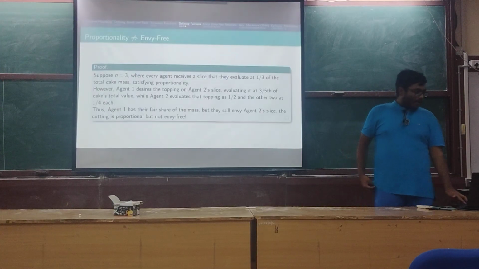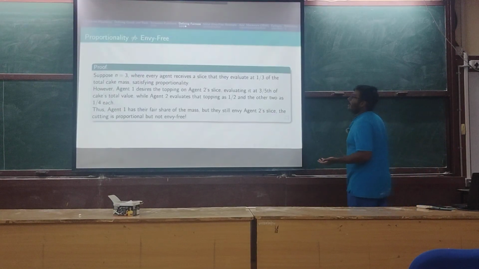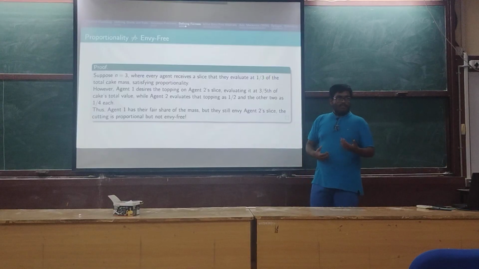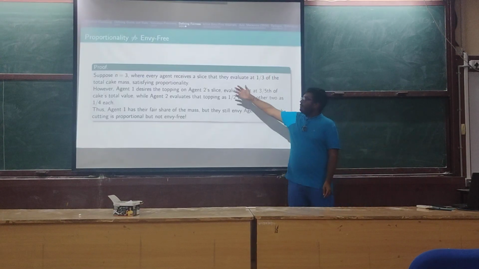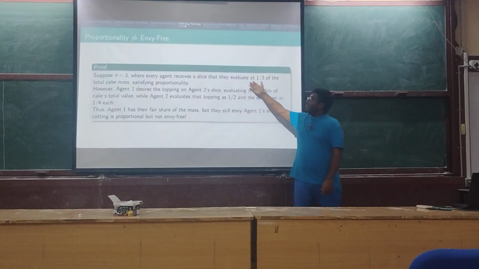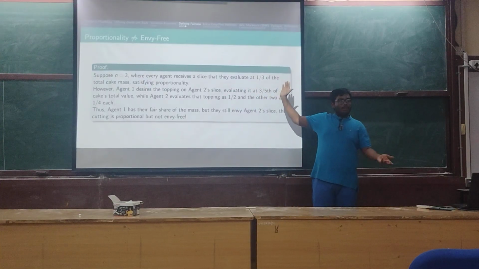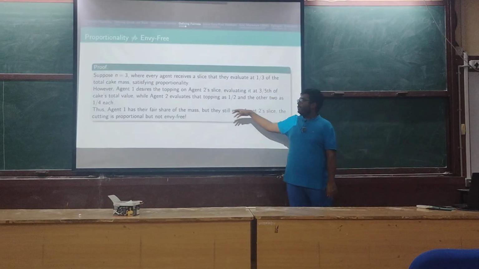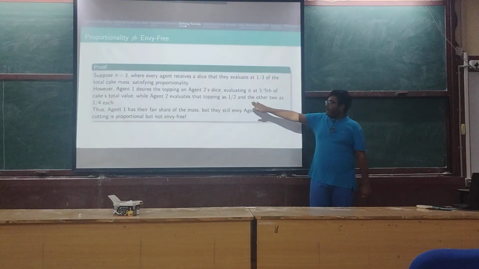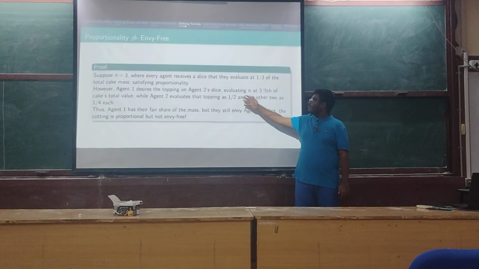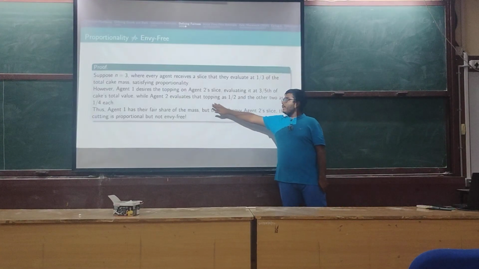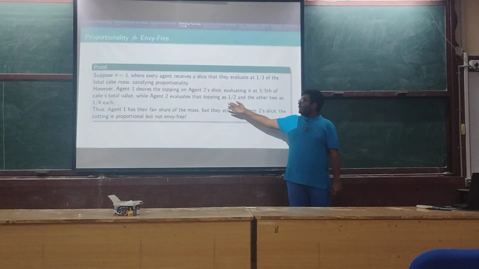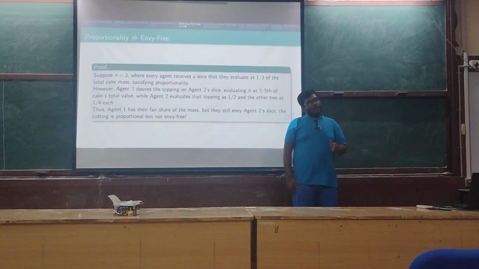Very simple proof. However, proportionality does not imply envy-freeness, which is why I was mentioning that envy-freeness is a stronger, harder statement. Here is an example. As I previously said, every agent receives a slice they evaluate to be 1/3 in their own evaluation functions. Agent 1 desires the topping on agent 2's slice, evaluating it at say 3/5 of the cake's total value, while agent 2 evaluates that particular slice they got to be 1/2, the others to be 1/4, 1/4.